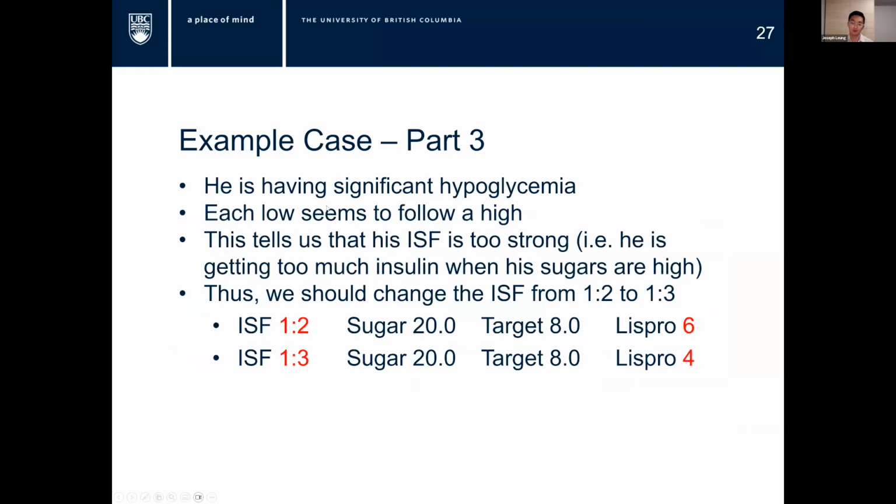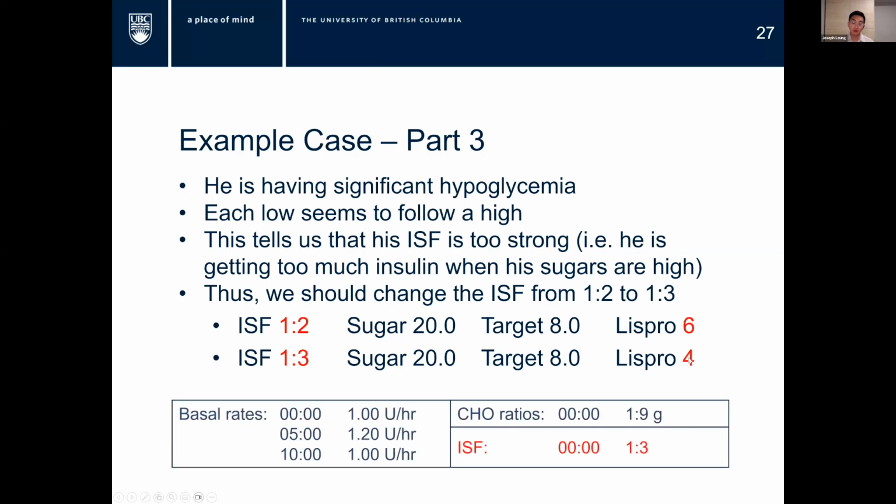So what we might want to do in this situation is make that ISF a little bit weaker. That means increasing that number. Remember that ISF is a denominator. So in this situation, their ISF to begin with was 1 to 2. Let's just give, for example, their glucose value was 20 millimoles. We're targeting 8. So when you go through that calculation, they're going to get a Lispro dose of 6 units through the insulin pump. But if we change that ISF to 3 with a blood sugar of 20 targeting 8, their Lispro dose is going to be a little bit less. So it's going to be actually just 4 units here.